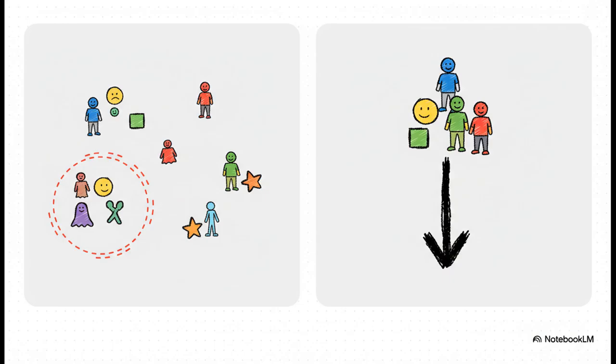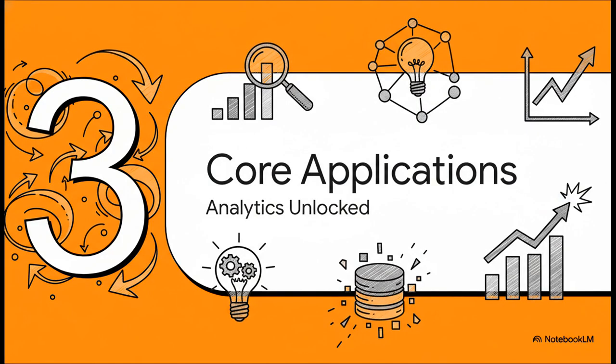You're not just looking at single rows anymore. You're seeing the relationships between them. Okay, so we've got the mechanics down. Now for the fun part. What can we actually do with this stuff? What kind of awesome analytical doors does this new superpower unlock for us?